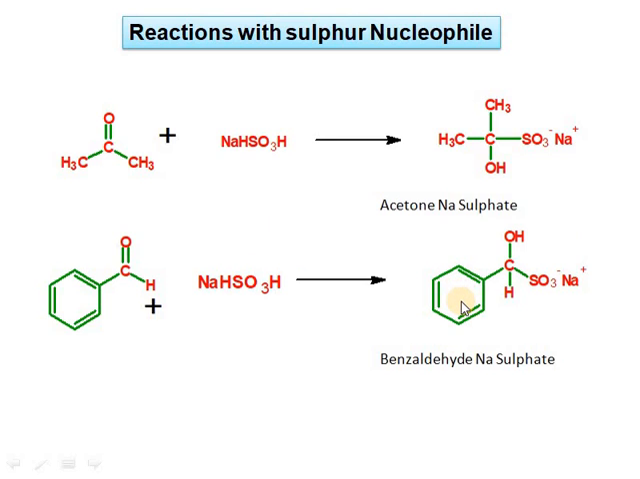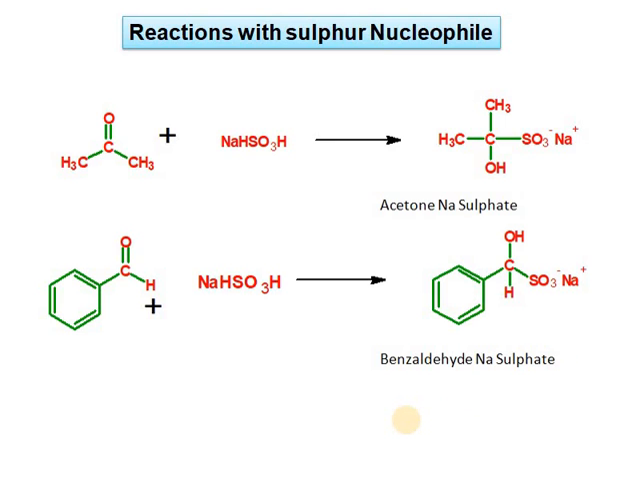The sodium bisulfite compounds are crystalline, therefore they can be separated by filtration, and they can be decomposed by acid to get back the aldehyde or ketone.